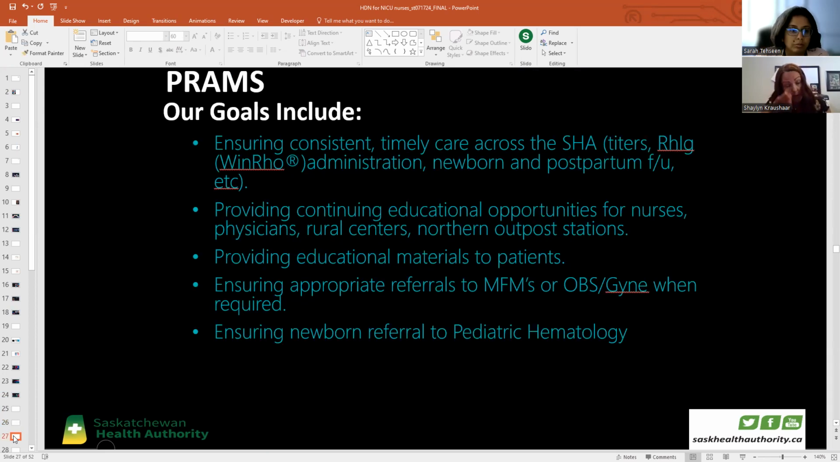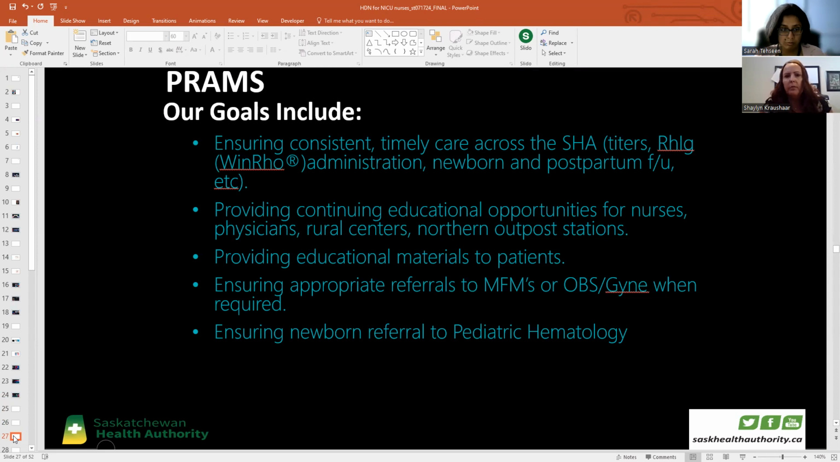Some of our goals include ensuring consistent, timely care across Saskatchewan. This is in regards to titers for these antibodies. We make sure that they are monitored every 2 to 4 weeks throughout the pregnancy, depending on gestation. We also are responsible for monitoring that patients get WinRho if they're Rh negative throughout their pregnancy.